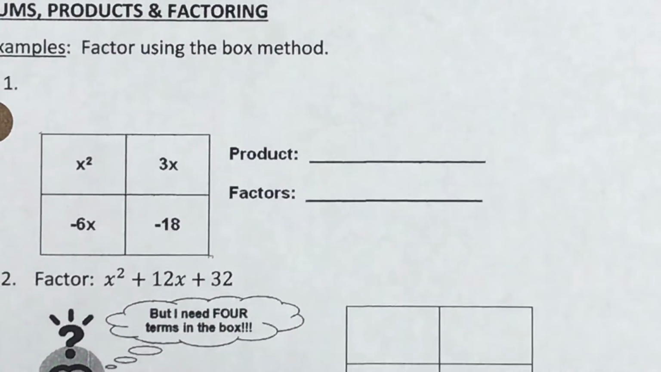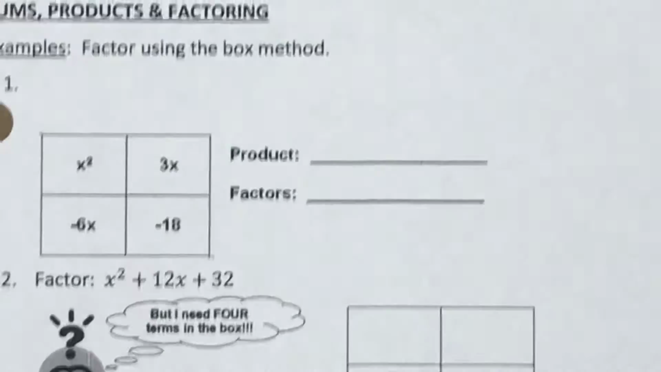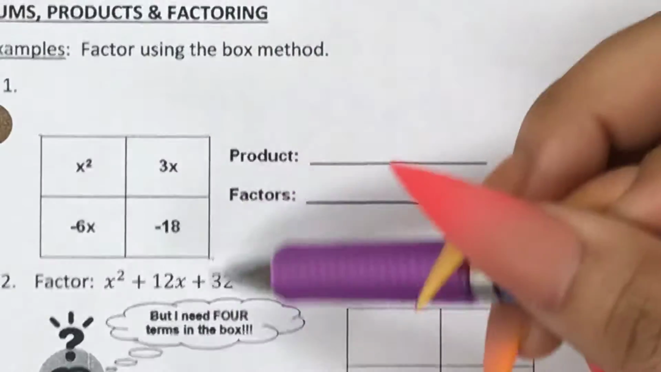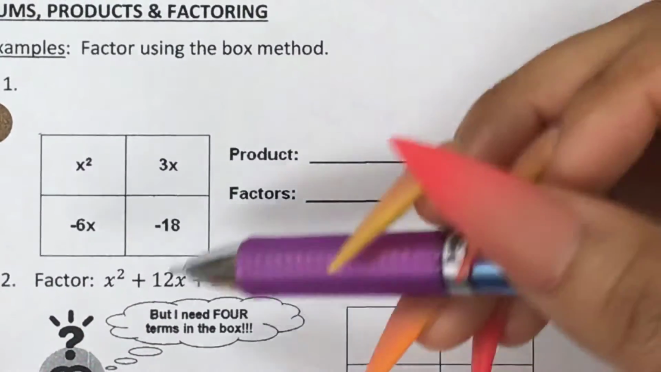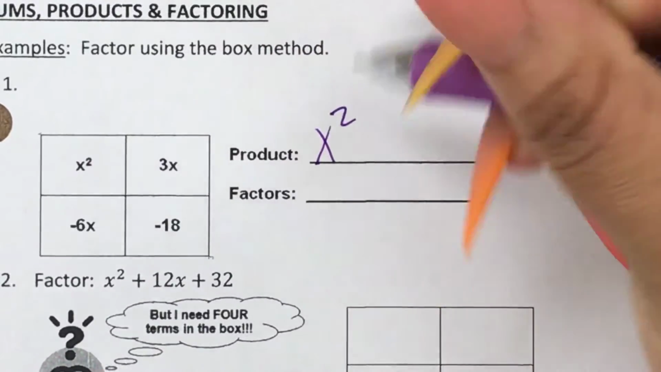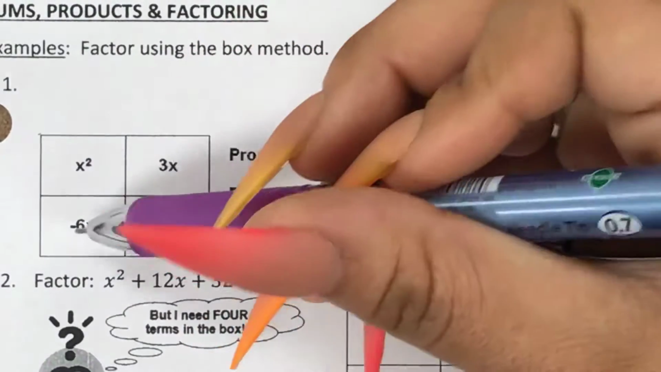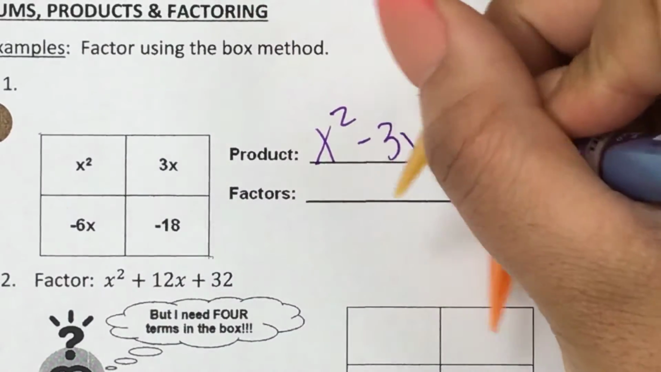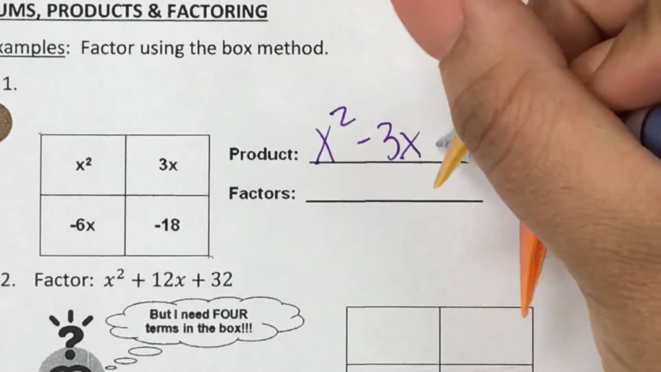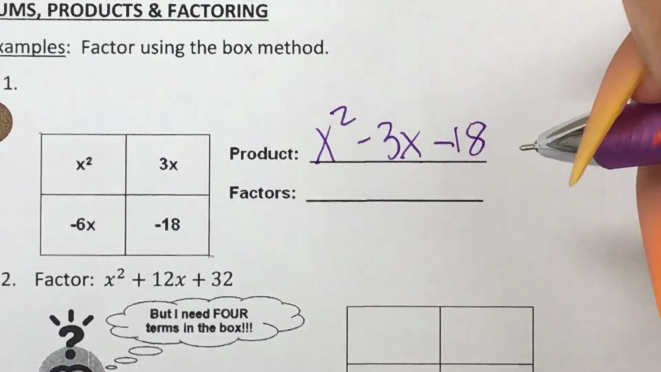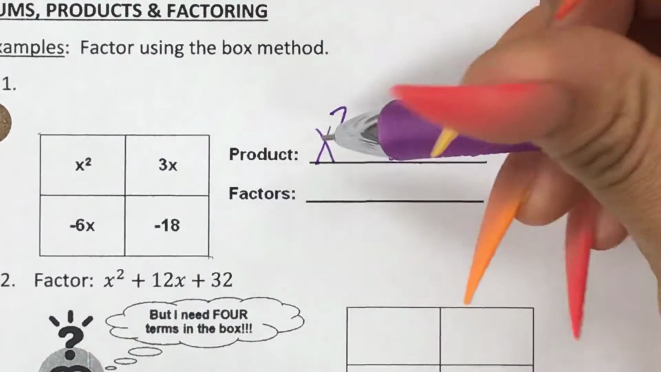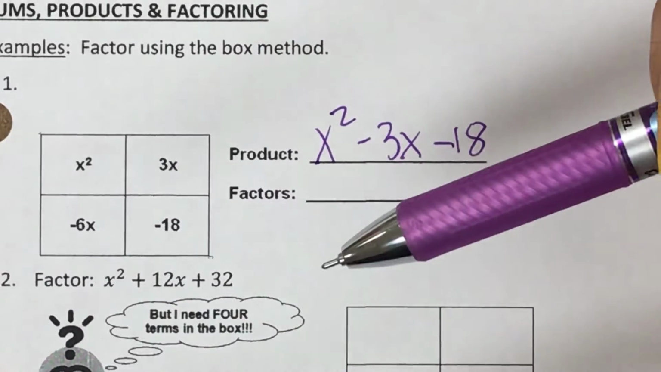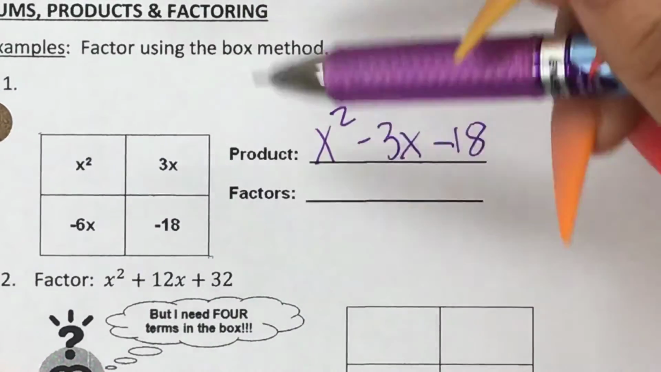Sums, products, and factoring. Remember when we were multiplying with the box method. What's inside the box, that's your product. So our product is x squared, and then we would add the like terms. Negative 6x plus 3x gives you negative 3x, and then negative 18. That's your product. The factors are what was originally on the outside that we used to multiply to get the product. So let's see what the factors are.